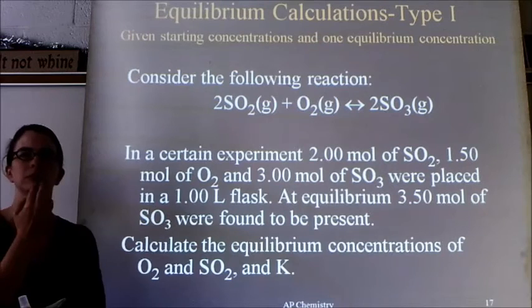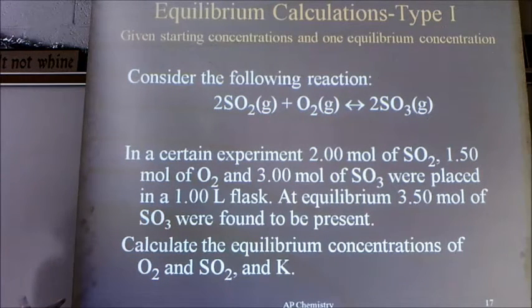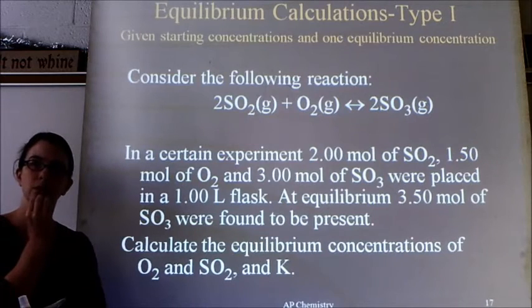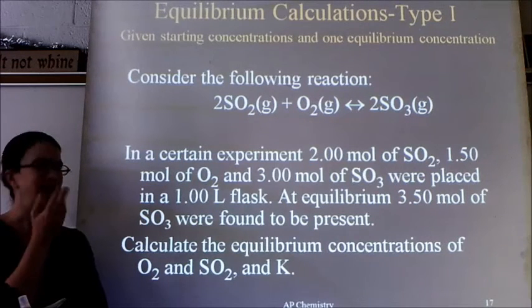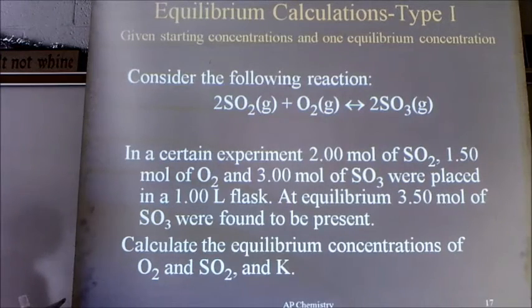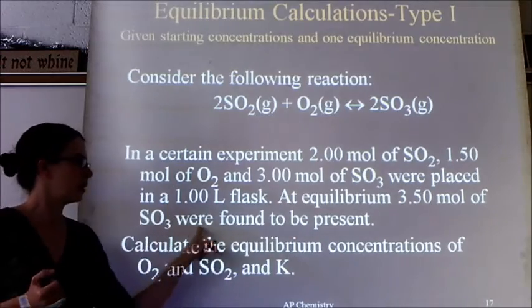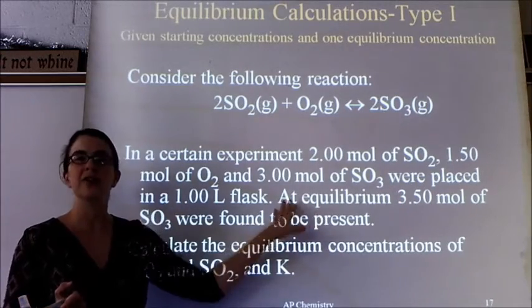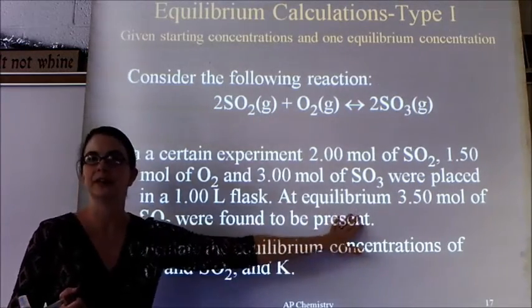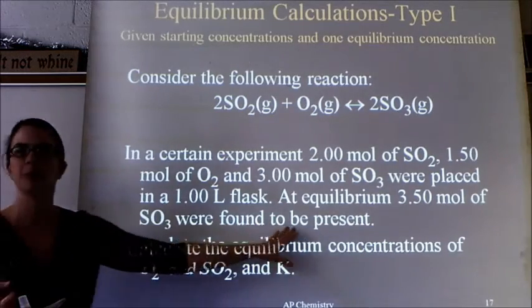What do you do? Compare it to K. Do we have a K value? No, we don't. So I can't do that. But there must be some way to figure this out. Look at this sentence right here. At equilibrium. Think of it as saying, like, at the end. 3.5 moles of SO3 were found to be present.